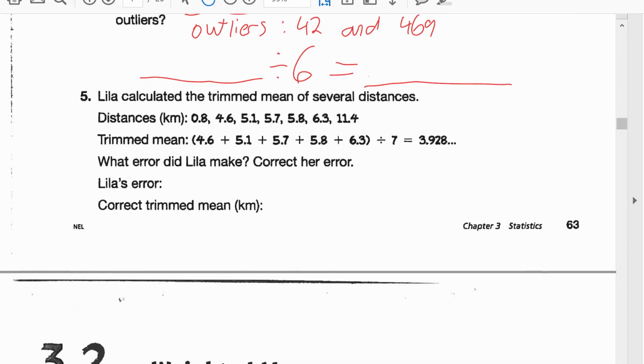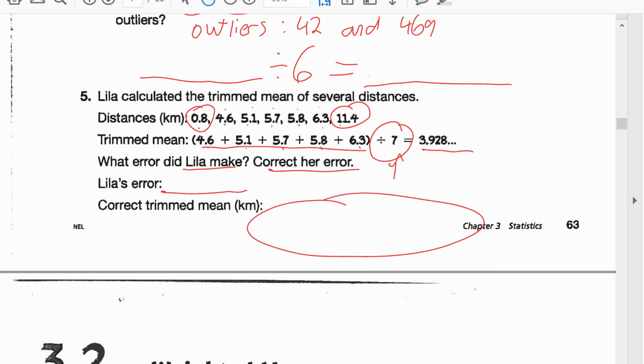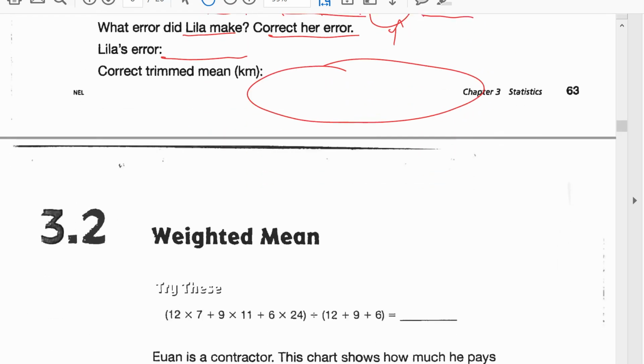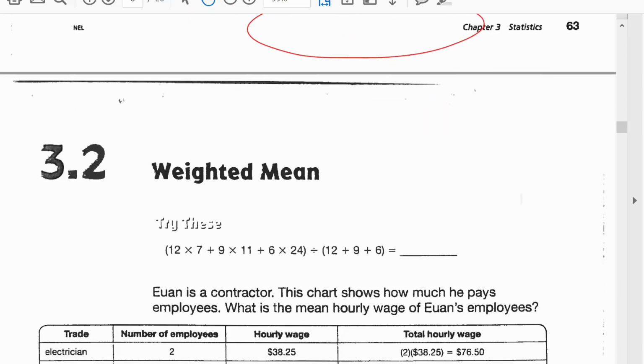And then the last one, we have Leela calculate the trimmed mean of several distances. So distances 1, 2, 3, 4, 5, 6, 7. Trimmed mean, she added just the ones, so she eliminated this one and this one. So she added 1, 2, 3, 4, 5. Boom. That's her error. She got that value. What error did she make? Correct it. So fix that to what number it should be. Say it here, and what's the correct trimmed mean? Well, let me know. Okay, that's 3.1.